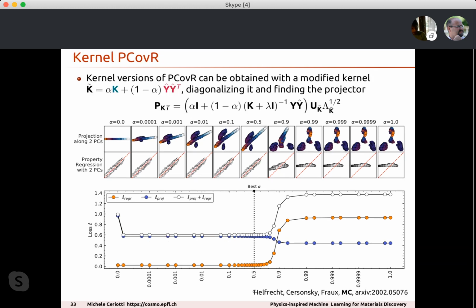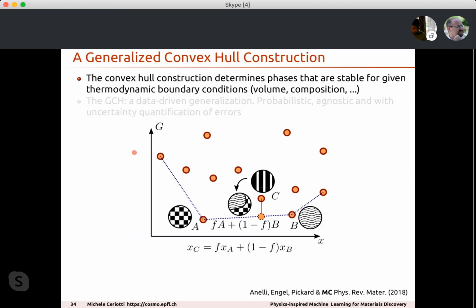And we have extended these to use a kernelized scheme, which allows you to get much better accuracy in the structural property representation. I think I still have 2 minutes on my clock here.